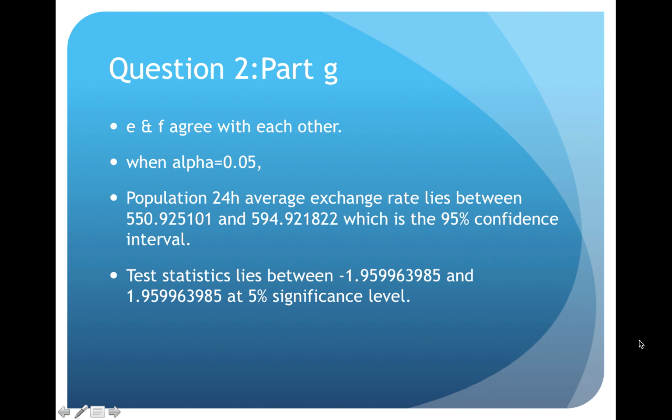And lastly, we have part G. What I think is that E and F agree with each other, since when alpha equals 0.05, the population 24-hour average exchange rate lies between 550.9251 and 594.921822, which is the 95% confidence interval. And the test statistic lies between minus 1.959963985 and 1.959963985 at 5% significance level.